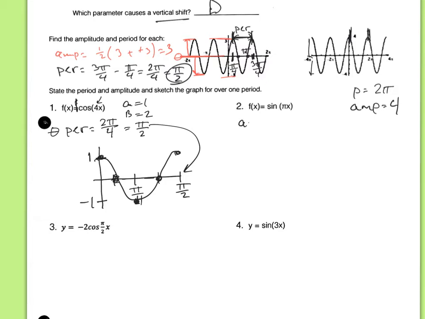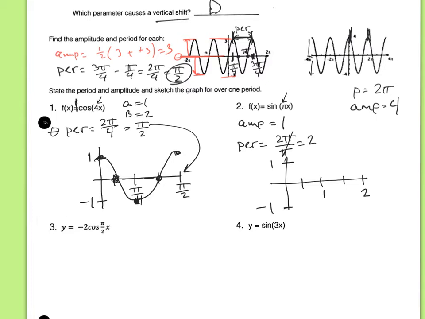Again, we're finding the amplitude, which is the number in front, 1, and the period, which is 2 pi over b. Now, b is the number in front of the x, which in this case is a pi. So our period is 2. That's okay. That can be a radian measure. It doesn't have to have a pi in it. 1, 2, 3, 4, 2, halfway. Amplitude, 1, -1. This one is sine.